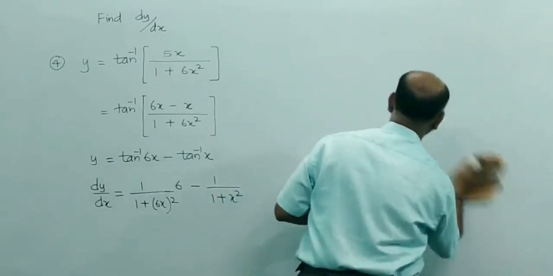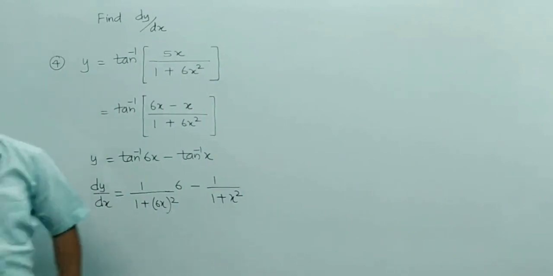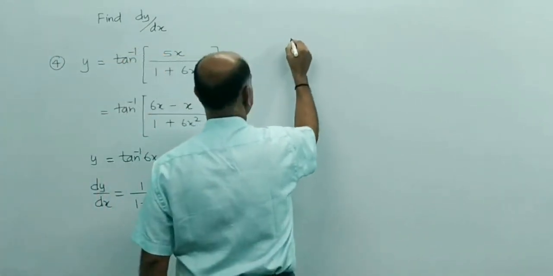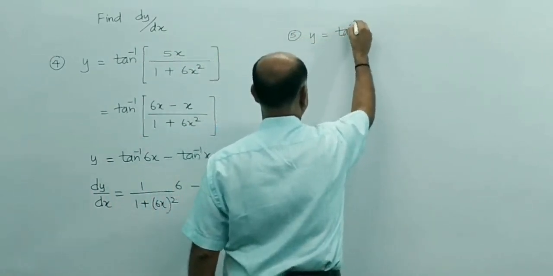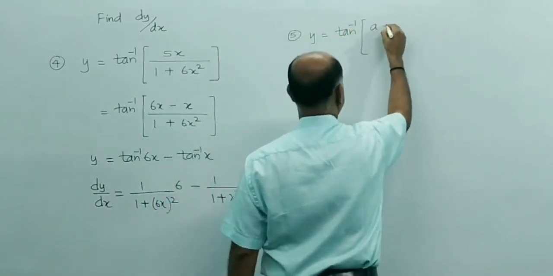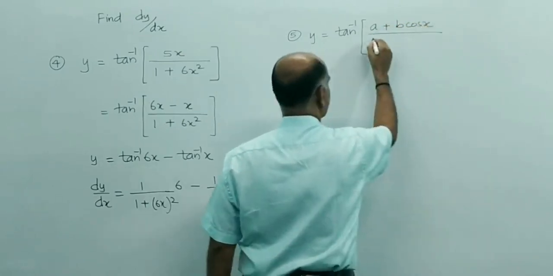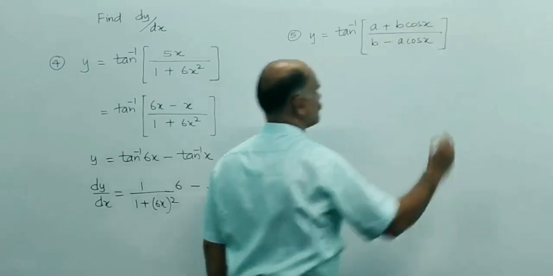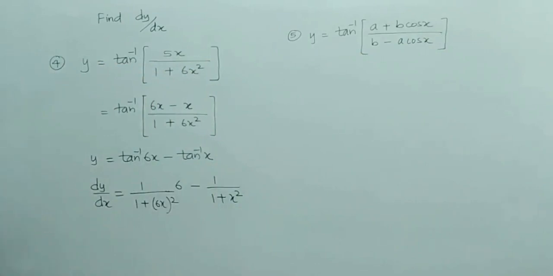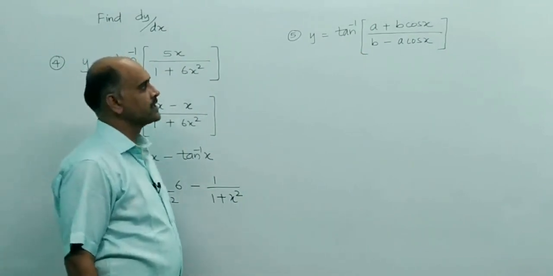Similarly, next one if I take. Y is equal to tan inverse of (a plus b cos x) divided by (b minus a cos x).